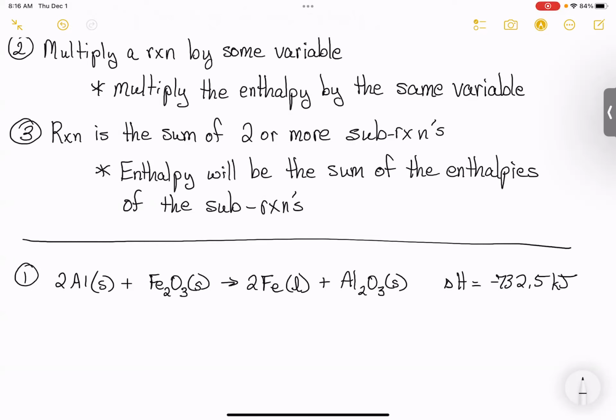Now, if you take aluminum and you react aluminum with rust, which is iron(III) oxide, you will get out molten iron and you'll get out aluminum oxide. That reaction is extremely exothermic, producing 732.5 kilojoules per mole of energy.